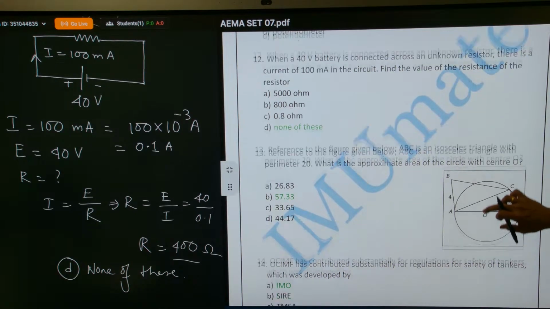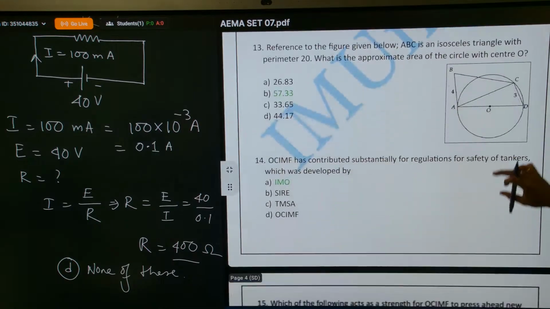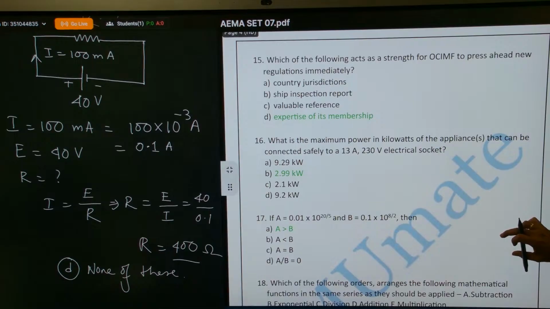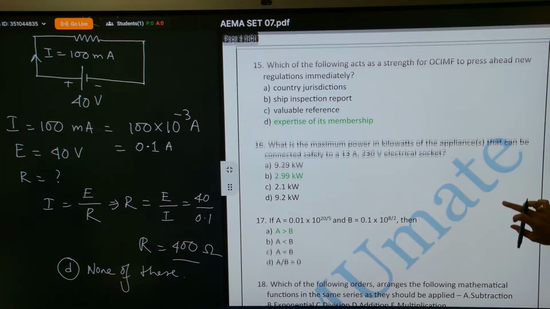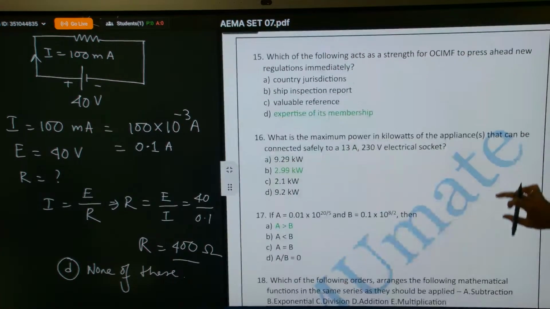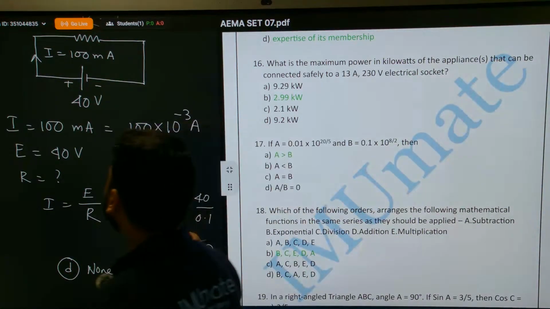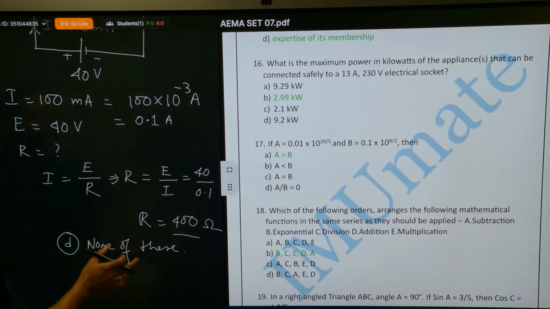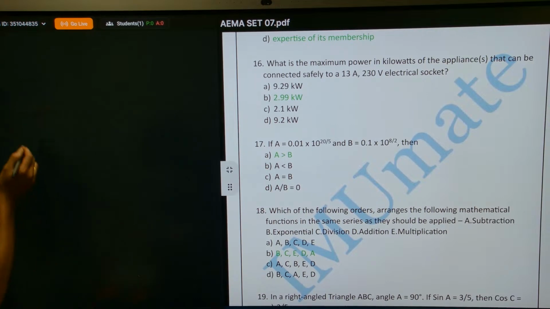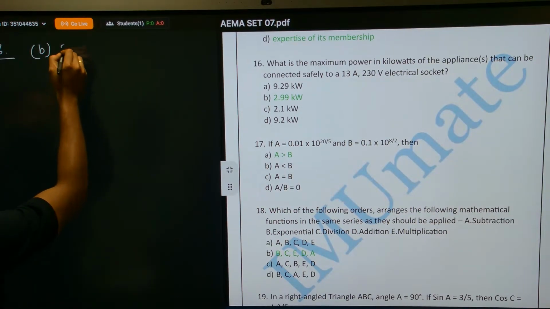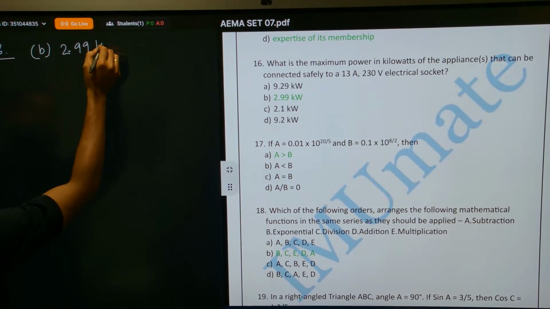Come to the next. Question number 16 has already been done. They are repeating the questions. We already saw this and already solved it. 2.99 kilowatt.